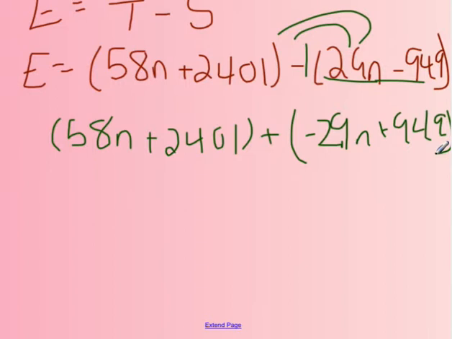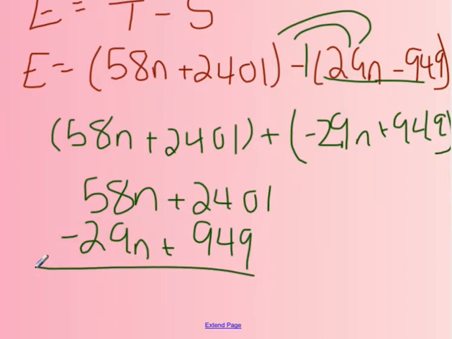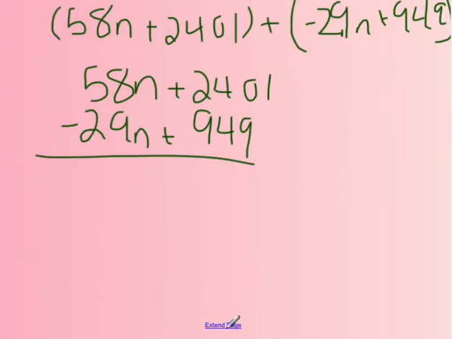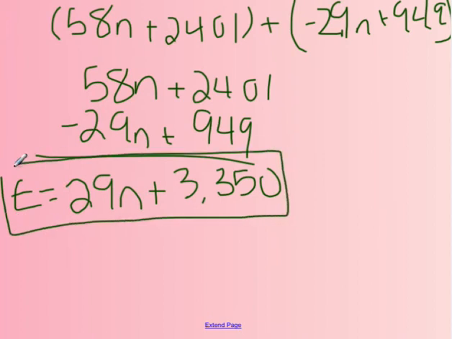So now I'm going to set up my columns. I'm going to write my first equation, which is 58N plus 2,401. And then I'm going to write my new one, which is a negative 29N plus 949. So now I can add down my columns because they're all set up. 58 minus 29 is going to give me 29, and again, my Ns are going to stay the same. 2,401 plus 949 is 3,350. So this right here is how we could figure out the number of elementary school teachers.